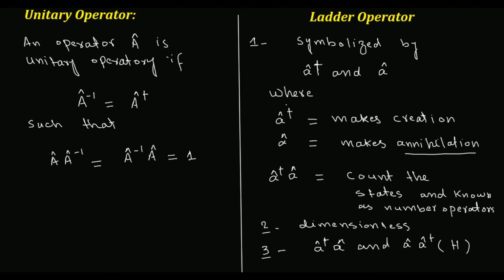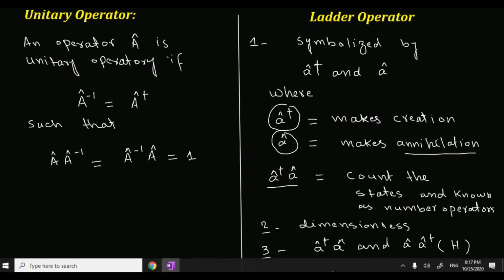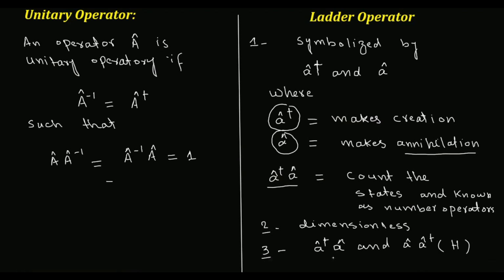There are certain types of these operators, and when we multiply these operators, it means that they are used to count the states and are known as number operators. Their multiplication is known as the number operator, and these operators are dimensionless. And as I have already explained, these operators are used where the Hamiltonian is produced.